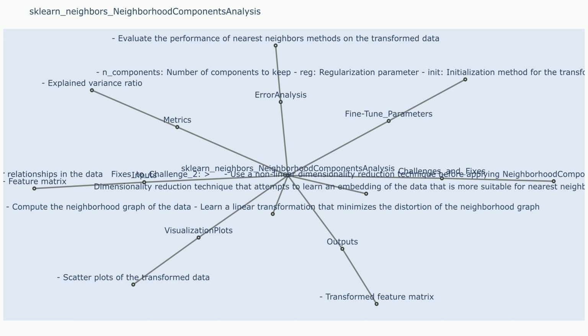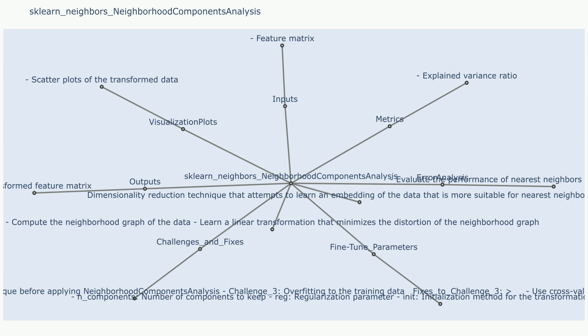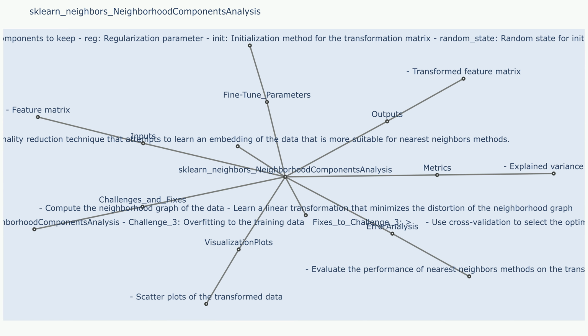Fixes to Challenge 1: approximate nearest neighbor search. Algorithms use techniques like KD trees, ball trees, or locality-sensitive hashing to approximate the nearest neighbors and reduce the computational burden. Random projection: apply random projection methods to reduce the dimensionality of the input data before constructing the neighborhood graph, making the nearest neighbor search faster.